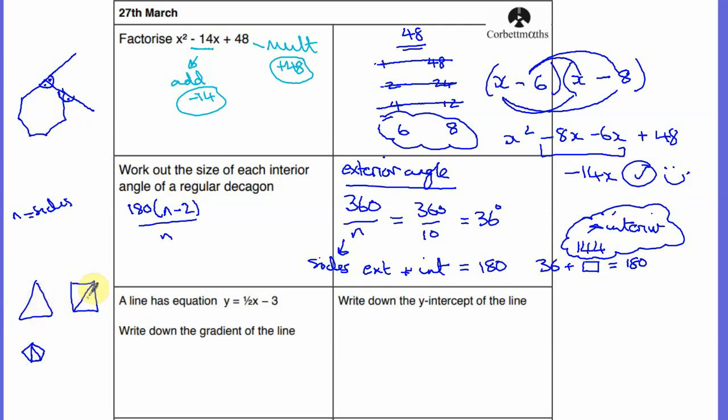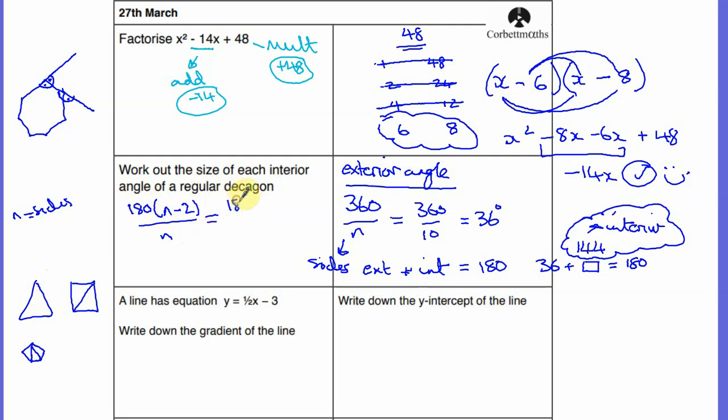So 3 sides, 1 triangle, 4 sides, 2 triangles, 5 sides, 3 triangles. That's where the 180 comes from. If we just did this top half of the formula, that would find the total interior angles of the shape. But because we know it's regular, we can divide it by how many angles there are, or how many sides there are. They're the same thing. And that should just give us 1.